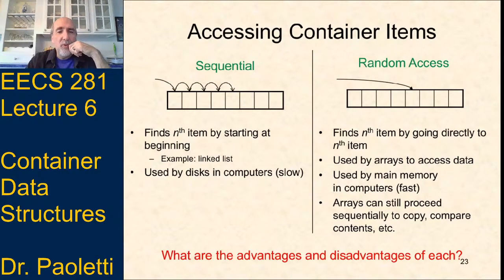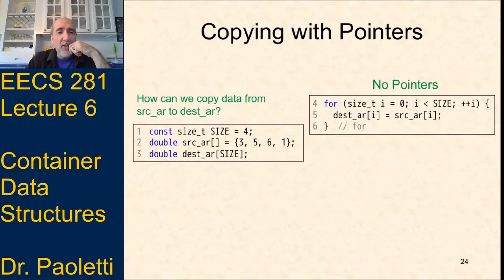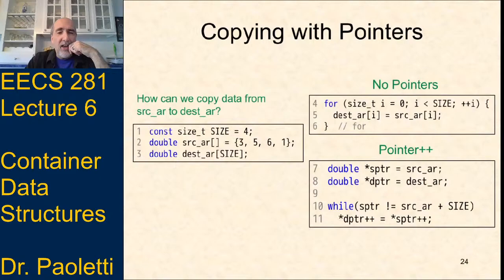Okay, so we've got these different things that we could do to allow access to the data in whichever way we want. Now, pointers. Remember I said it's good to know how pointers work. I've got a version here of copying from the source array to the destination array without using pointers, and I've got a version that does use pointers.